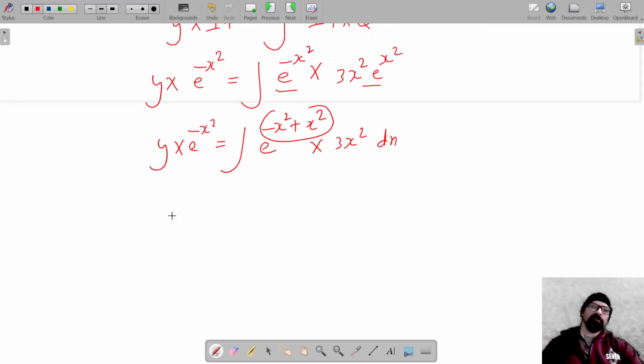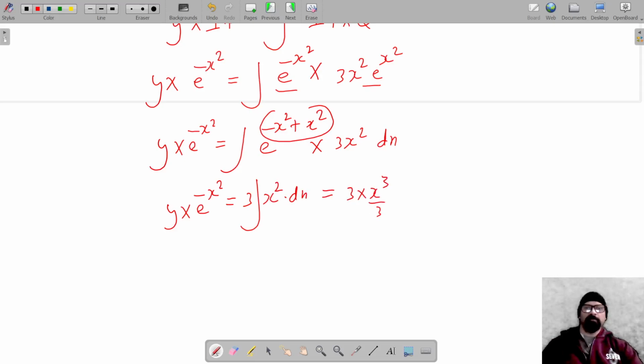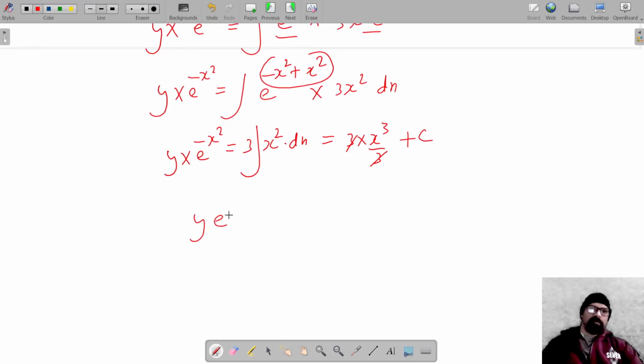So finally we are left with y into e raised to the power negative x² equal to the integration of 3x², 3 is out, and this is x² dx. So the integration of x² is x³/3 plus c. So this is y into e raised to the power negative x² equal to x³ plus c.